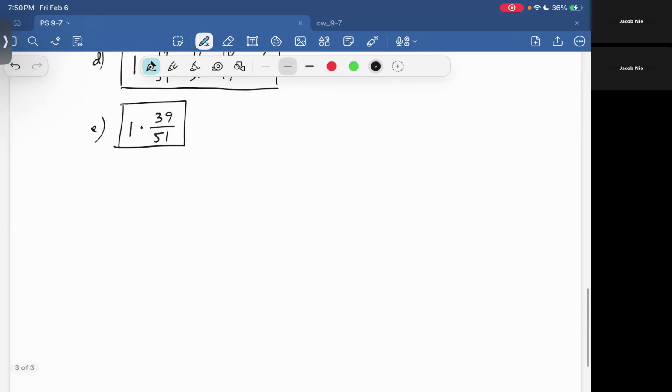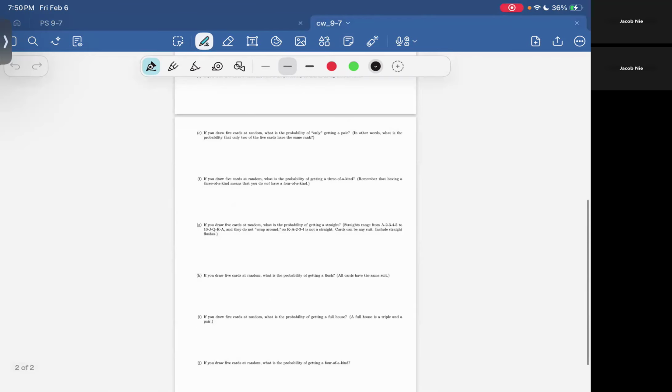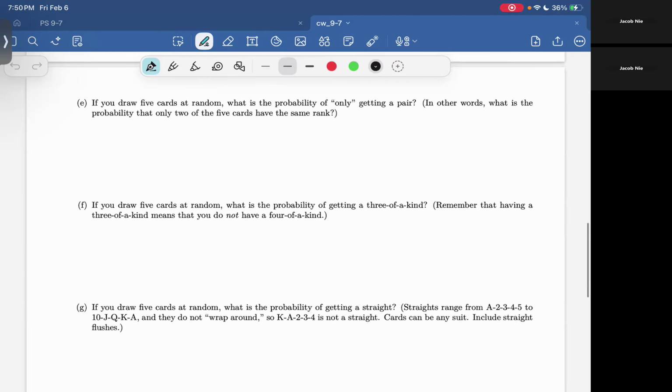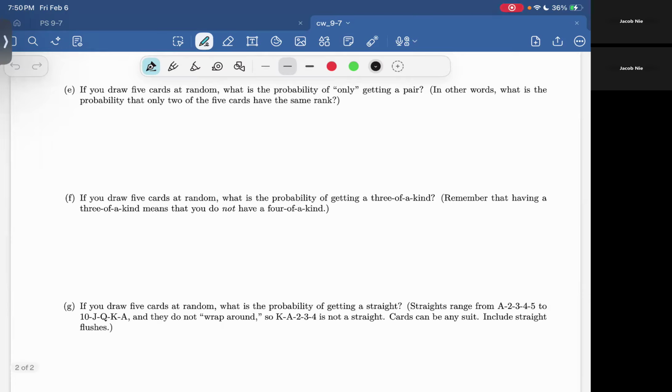All right. As promised, I'm also going to work on the last page of the classwork. For those of you who didn't get it, these are all the poker hands, right? Okay. Now, these are quite a bit harder than what we just did on the problem set. And the reason why is for most of these, we can't use the same method of just multiplying the probabilities.